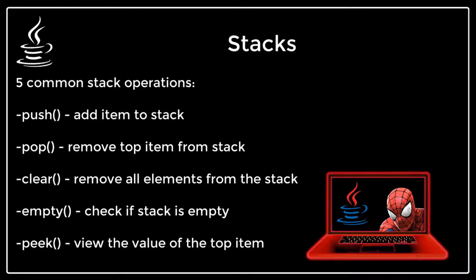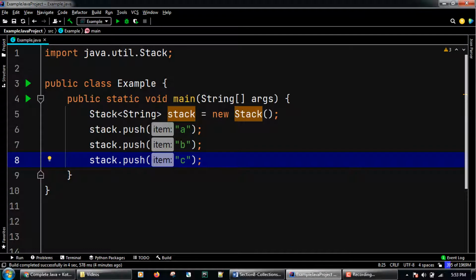The stack data structure usually supports 5 main operations: adding an element to the stack with a push method, removing an element from the stack using the pop method, clearing the stack using the clear method, checking if the stack is empty using an empty method, and checking the value of the top element on the stack using the peek method.